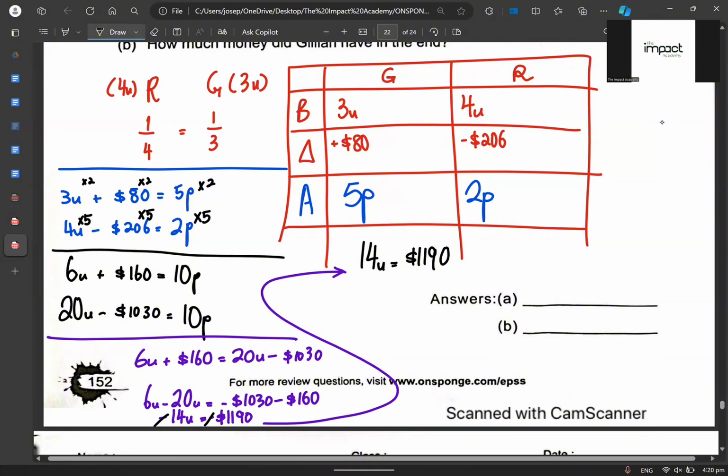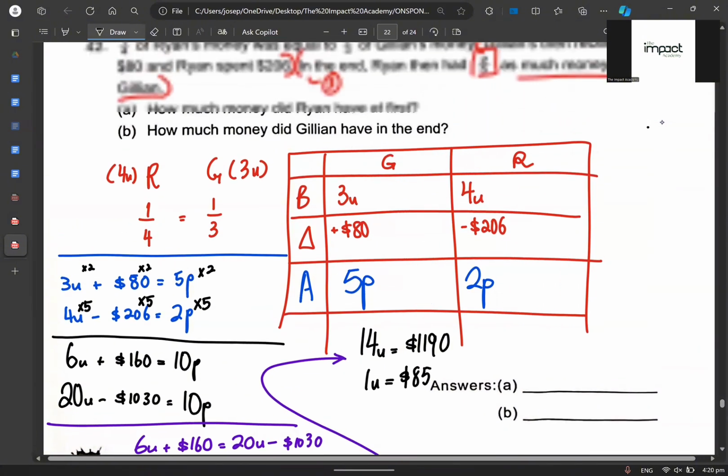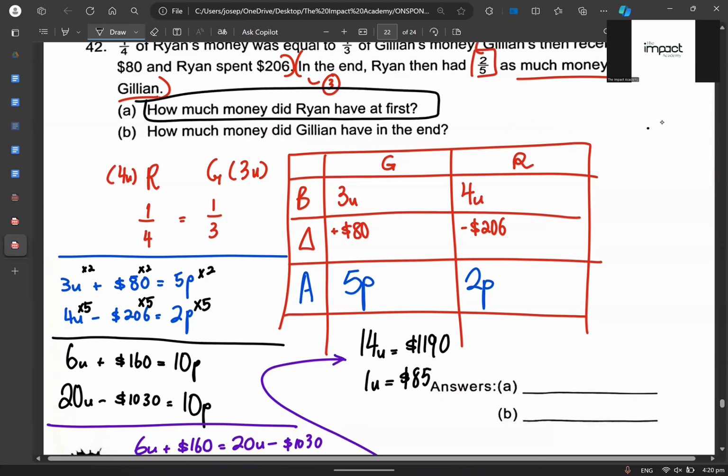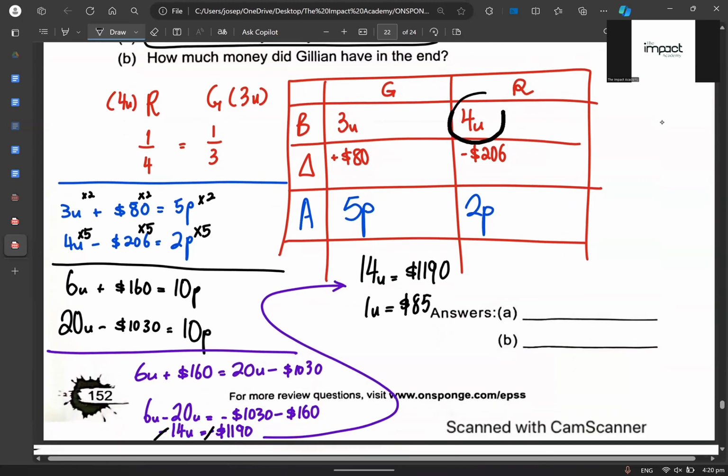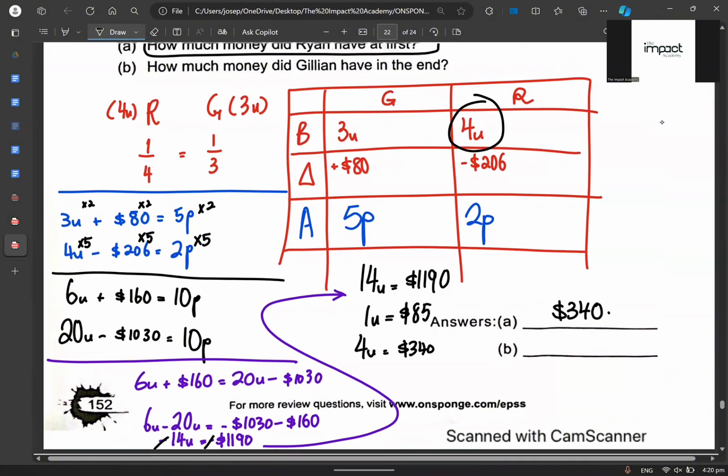Okay. So what you want to do right now is to find your Mr. Greenman, which is 1 unit, which is actually equals to 85. Agree so far? Alright, let's read the question. How much money did Ryan have at first? We just have to find how many units? 4 units, right? So when we find 4 units, we'll get to an answer of $340.